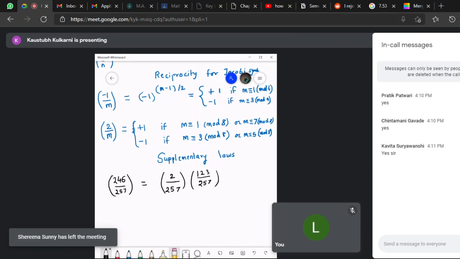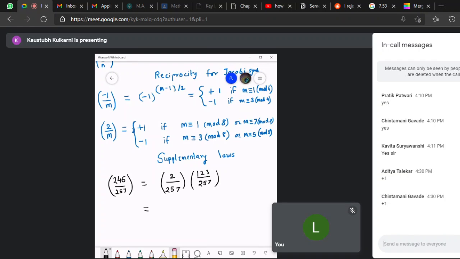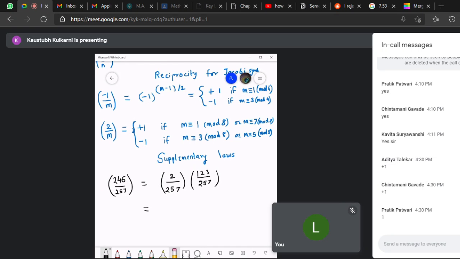Okay, so 2 upon 257, which of these does it fall into? What is the remainder when 257 is divided by 8? Remainder is 1. Therefore, this bracket reduces to +1. Now we have 123 upon 257.